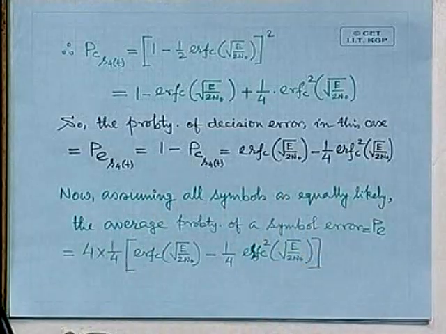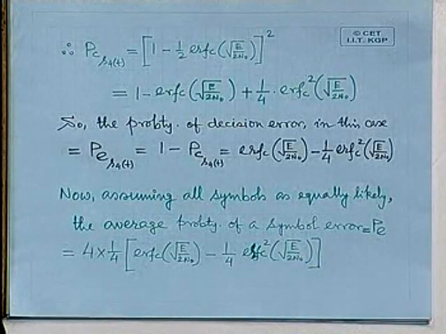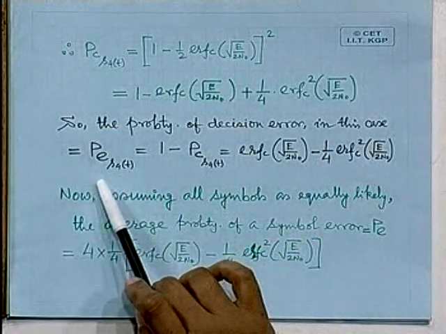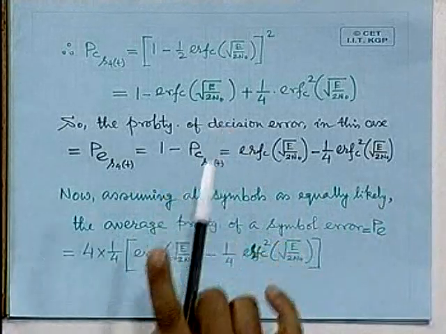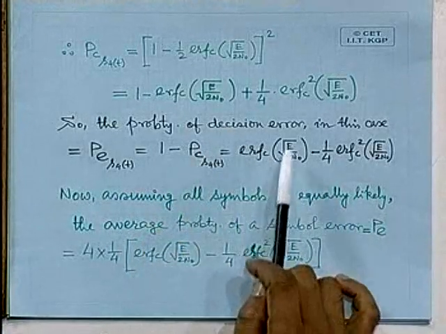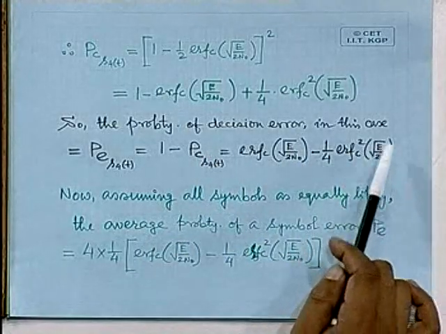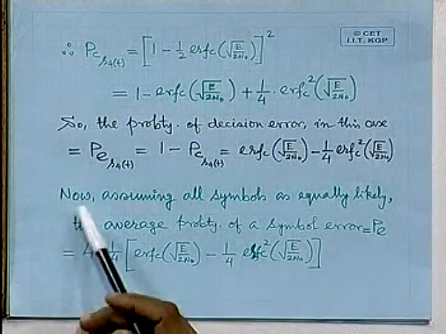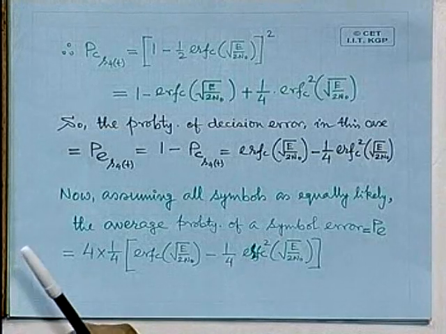It has got two terms now. Ultimately, we are interested in the probability of error, I mean erroneous decisions, isn't it? Error performance we are more interested in. So the probability of error, when I know S4(t) has been transmitted, the probability of a wrong decision about that symbol only, is ERFC root over E by 2 N naught minus 1/4 ERFC square of root over E by 2 N naught. Now this is the probability of error when I knew a particular symbol was transmitted.